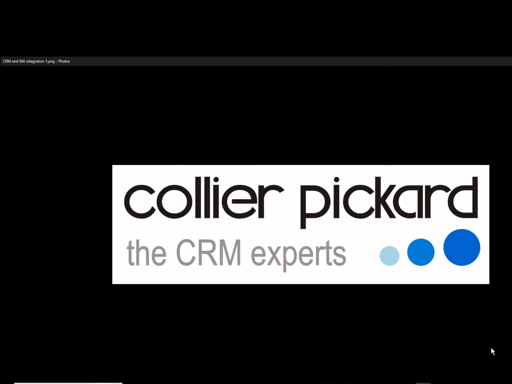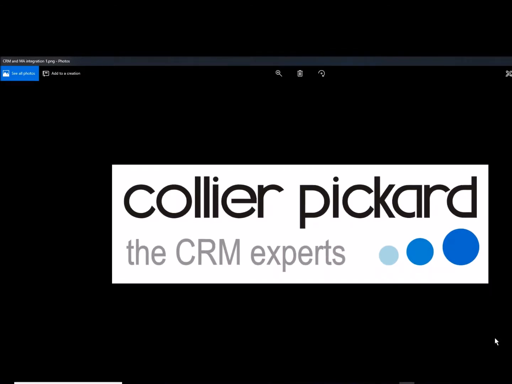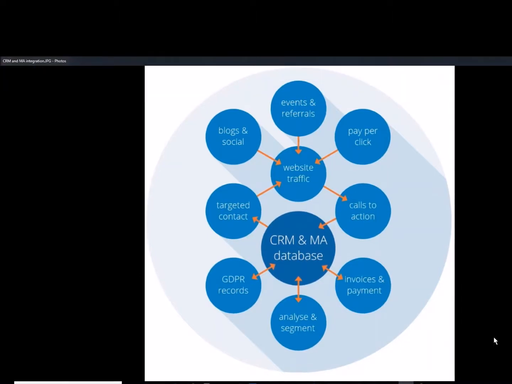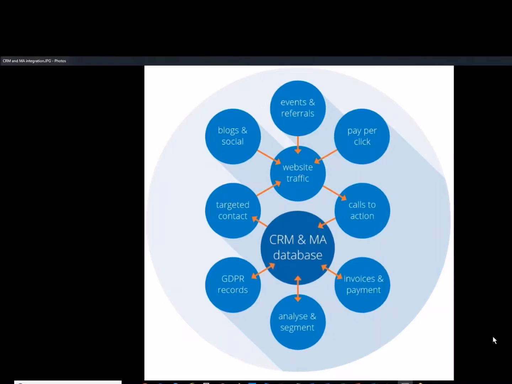Today's subject is CRM and marketing automation running together as an integrated service from a single database. We're going to conduct this session from a single diagram where I have my CRM and marketing automation database at the center of this network of different actions and activities. So let's start at the top.